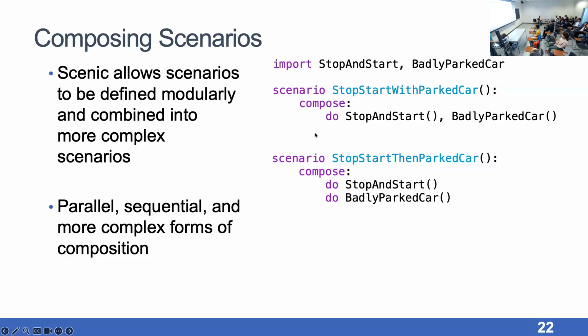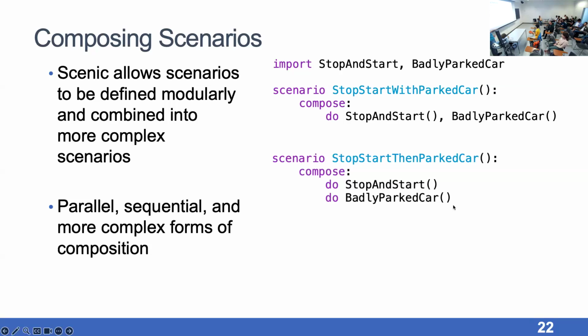You can also do a sequential composition. This says run the start and stop scenario, and when that scenario has finished, according to whatever its termination criteria are, then start running the badly parked car. So this gets to the question that came up before about dynamically creating objects. In this case, the badly parked car scenario will create its own objects.